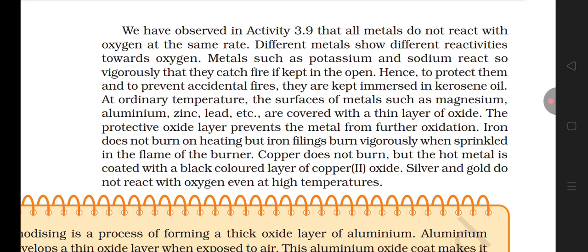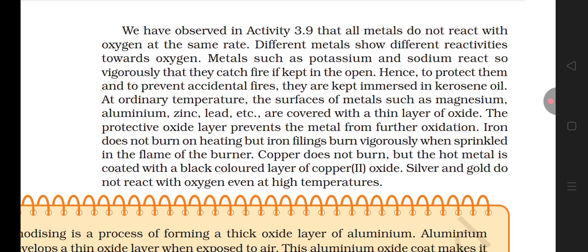Now next, at ordinary temperature, the surfaces of metals such as magnesium, aluminum, zinc and lead are covered with a thin layer of oxide. You must have seen that on magnesium, the thin layer of oxide is magnesium oxide, white in color. So before burning the magnesium, we have to clean it with sandpaper, isn't it? These metals also react with oxygen slowly. The protective oxide layer prevents the metal from further oxidation.